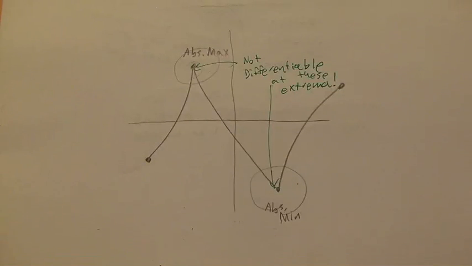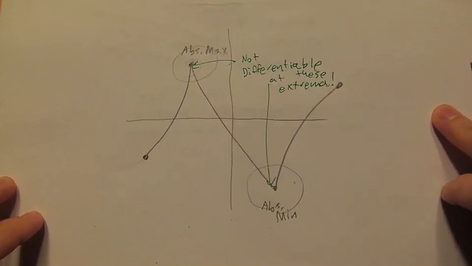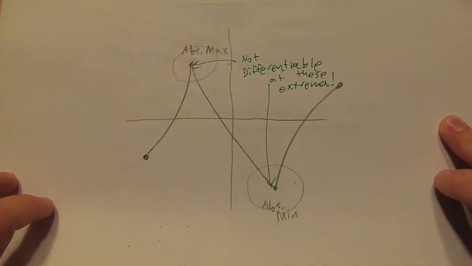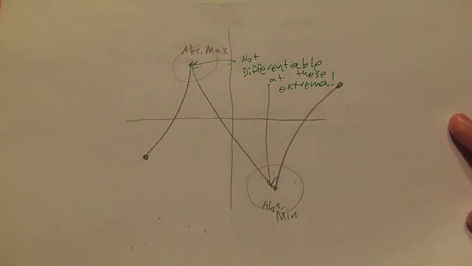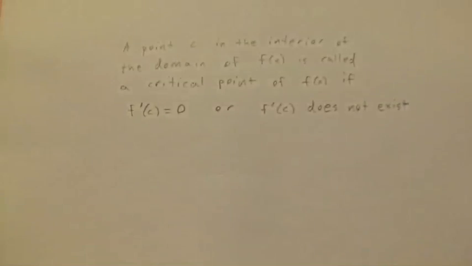And again, it's possible that we might have some places where the derivative doesn't exist that aren't local maxes or mins either. So what has happened because of all this, we need all this information all together in a single term. We have a word for this, and what we say is it's a critical point. So here we go with the definition of a critical point.